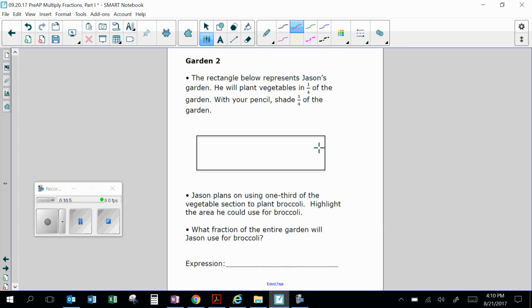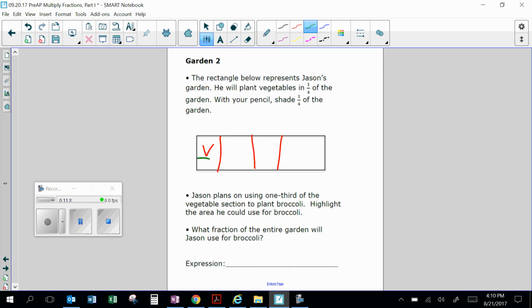Garden 2. The rectangle below represents Jason's garden. He will plant vegetables in 1/4 of the garden. Let's cut this into fourths. He will only plant vegetables in 1/4 of the garden. With your pencil, shade in 1/4 of the garden, so the vegetables go there. Jason plans on using only 1/3 of the vegetable section to plant broccoli.